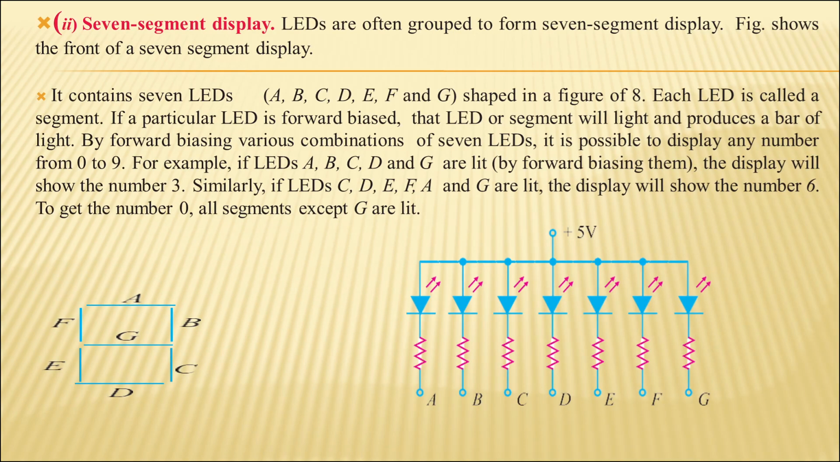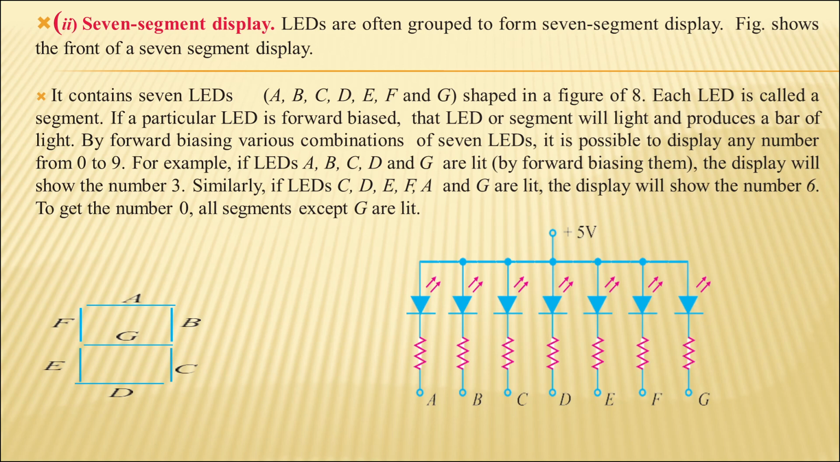LEDs are often grouped to form a 7-segment display. The first figure shows the 7-segment display, which contains 7 LEDs, that is A, B, C, D, E, F and G. It can be shaped as a figure of 8. Each LED is called a segment. If a particular LED is forward biased, that segment will light and produce a bar of light. By forward biasing various combinations of the 7 LEDs, it is possible to display any number from 0 to 9.